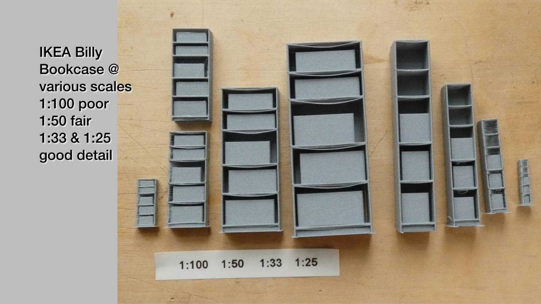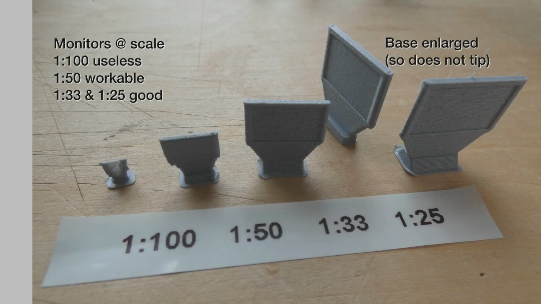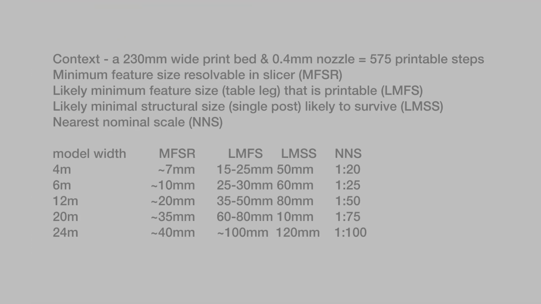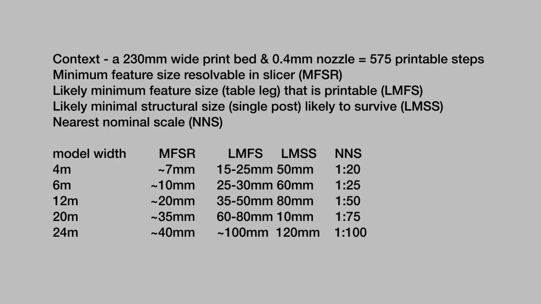And let's take one of the most ubiquitous items in the world, an IKEA Billy bookcase. Again, various scales of this. It gets a bit better as we get a bit bigger. If we turn our attention to, say, something like monitors that sit on top of the desk, well, the tiny ones are not recognizable at all. Have a look at this table for recommendations of feature sizes.